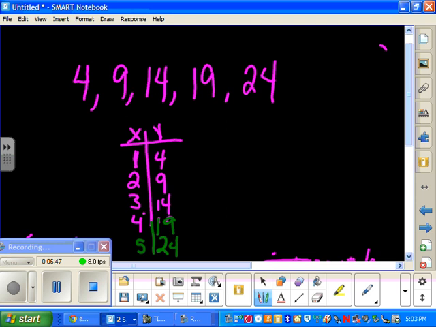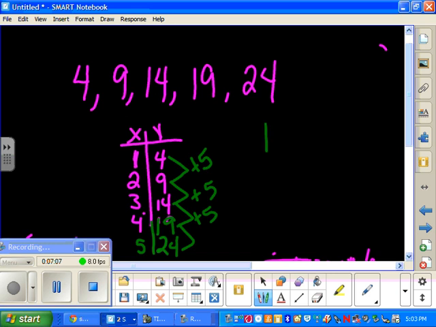Now, our next step is to see what is our rate of change. So from 4 to 9 is plus 5. From 9 to 14 is plus 5. Plus 5 is my rate of change. Remember, your rate of change is going to be your multiplier.